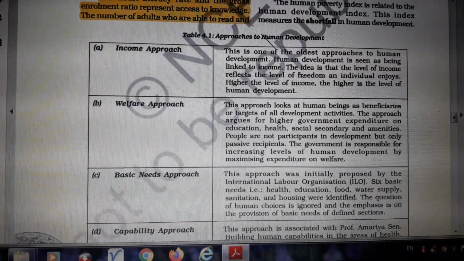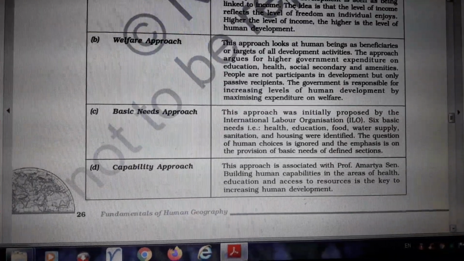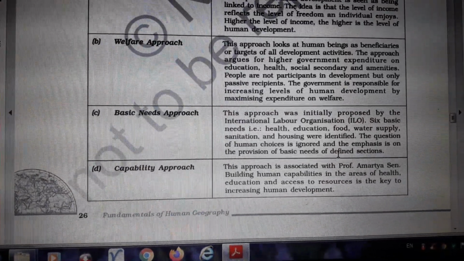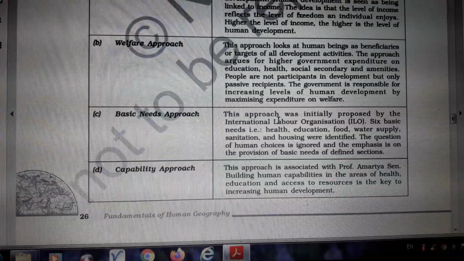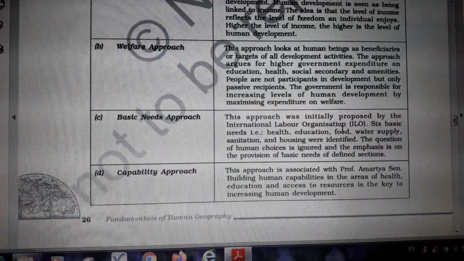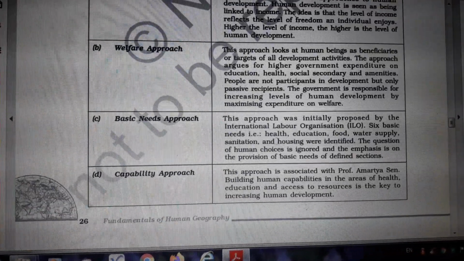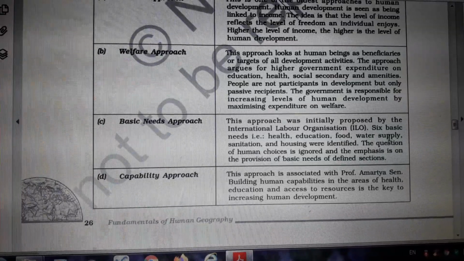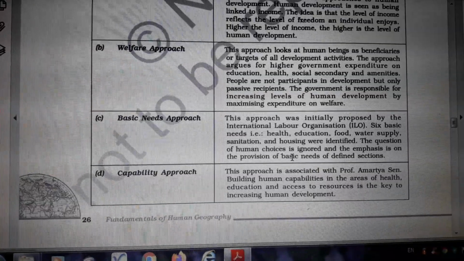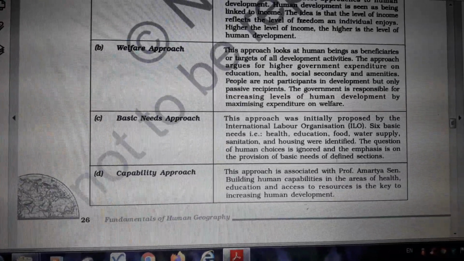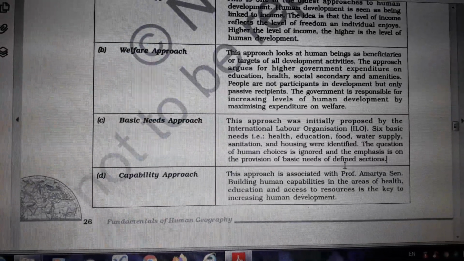Then the third one is the basic need approach. What is a basic need? The things we need in day-to-day life should be provided by the government. This is also explained in detail by the International Labour Organization, located at Geneva. They gave six important basic needs: health, education, food, water supply, sanitation and housing were identified. The question of human choice is ignored and the emphasis is on the provision of basic needs of defined sections, that means those who are very weak.